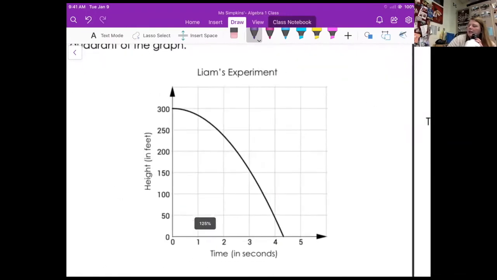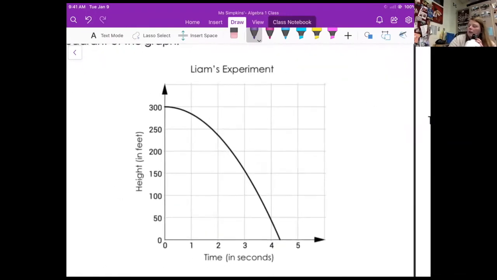So here's Liam. Liam is up here on this building. And Liam drops his watermelon. It splats, right?